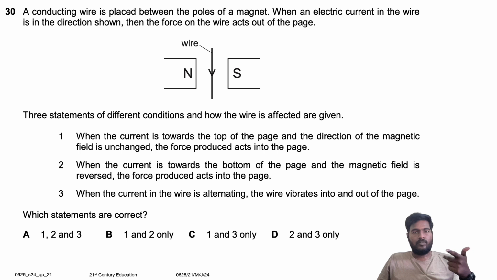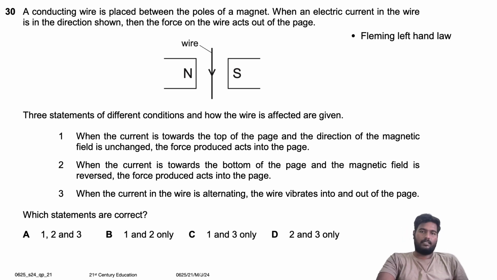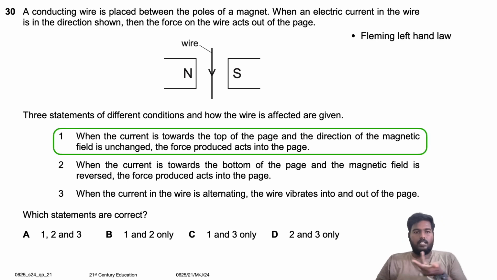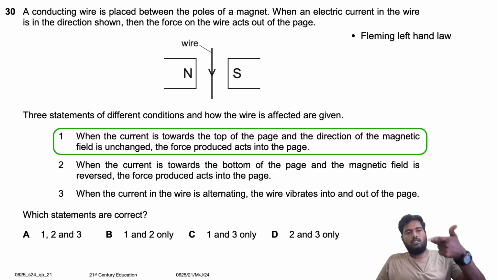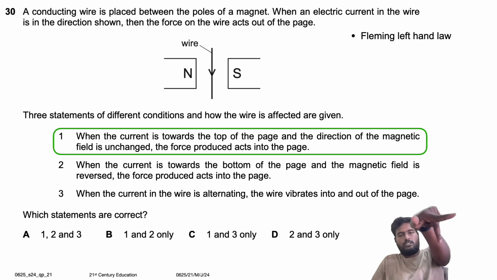Left hand law. Okay. So the field is from north to south. So it's like this, and the current is towards the top of the page. Yes, so this is the thumb motion, so this goes into the page. So one is indeed right. Okay, and when the current is towards the bottom of the page and the magnetic field is reversed, the force produced acts into the page. So the current is towards the bottom of the page and the magnetic field is reversed, so it's like this. So still it goes into the page.